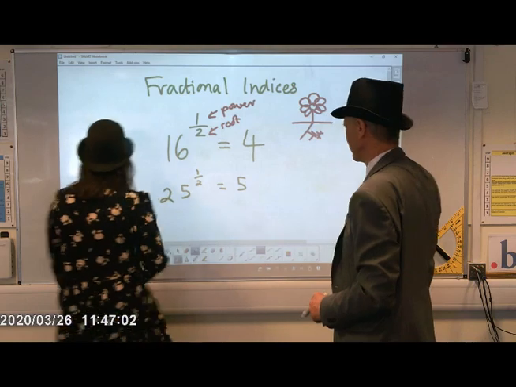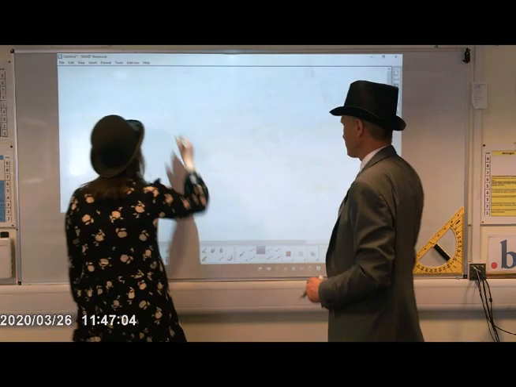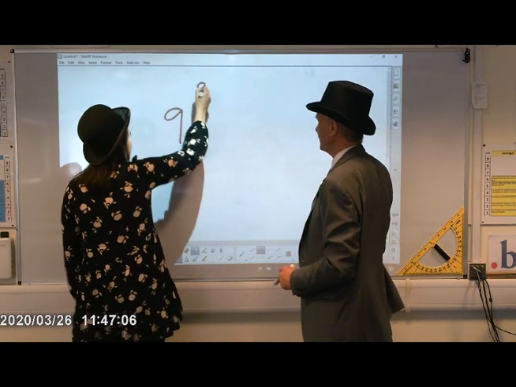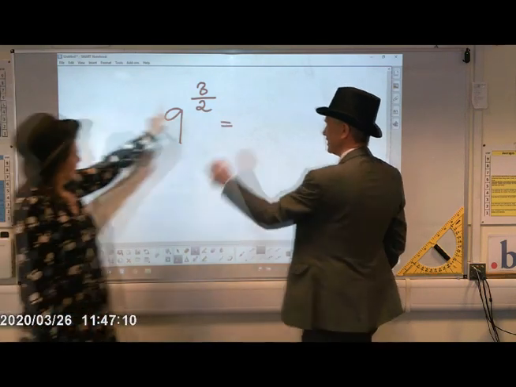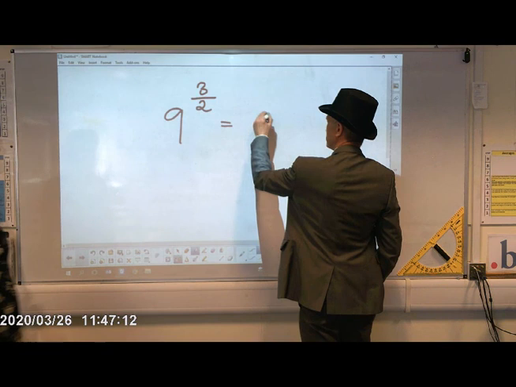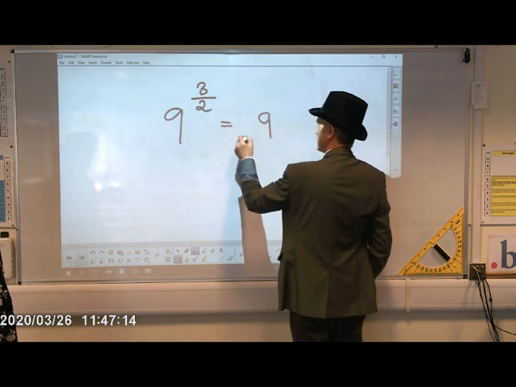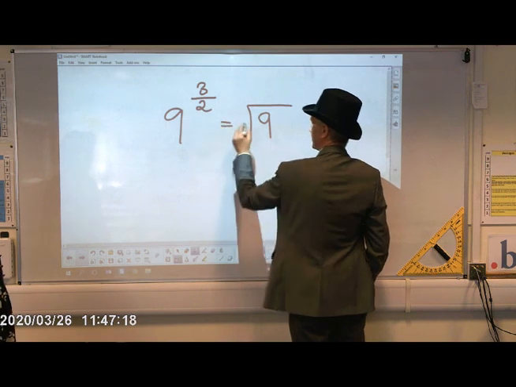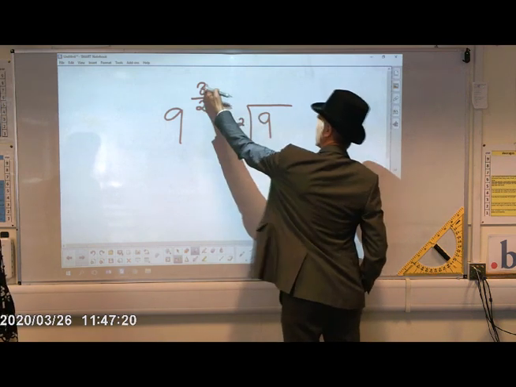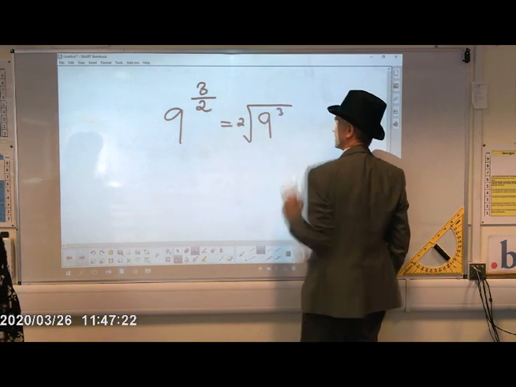Moving on. Let's give them another one just so they can think about it a little bit more. So I'm going to give them this one. Okay. So can I draw it out in a slightly different way? Because sometimes it's helpful to say, okay, we know we've got a root going on. What sort of root is it? Square root. And we know we've got a power going on. So it's a cube.